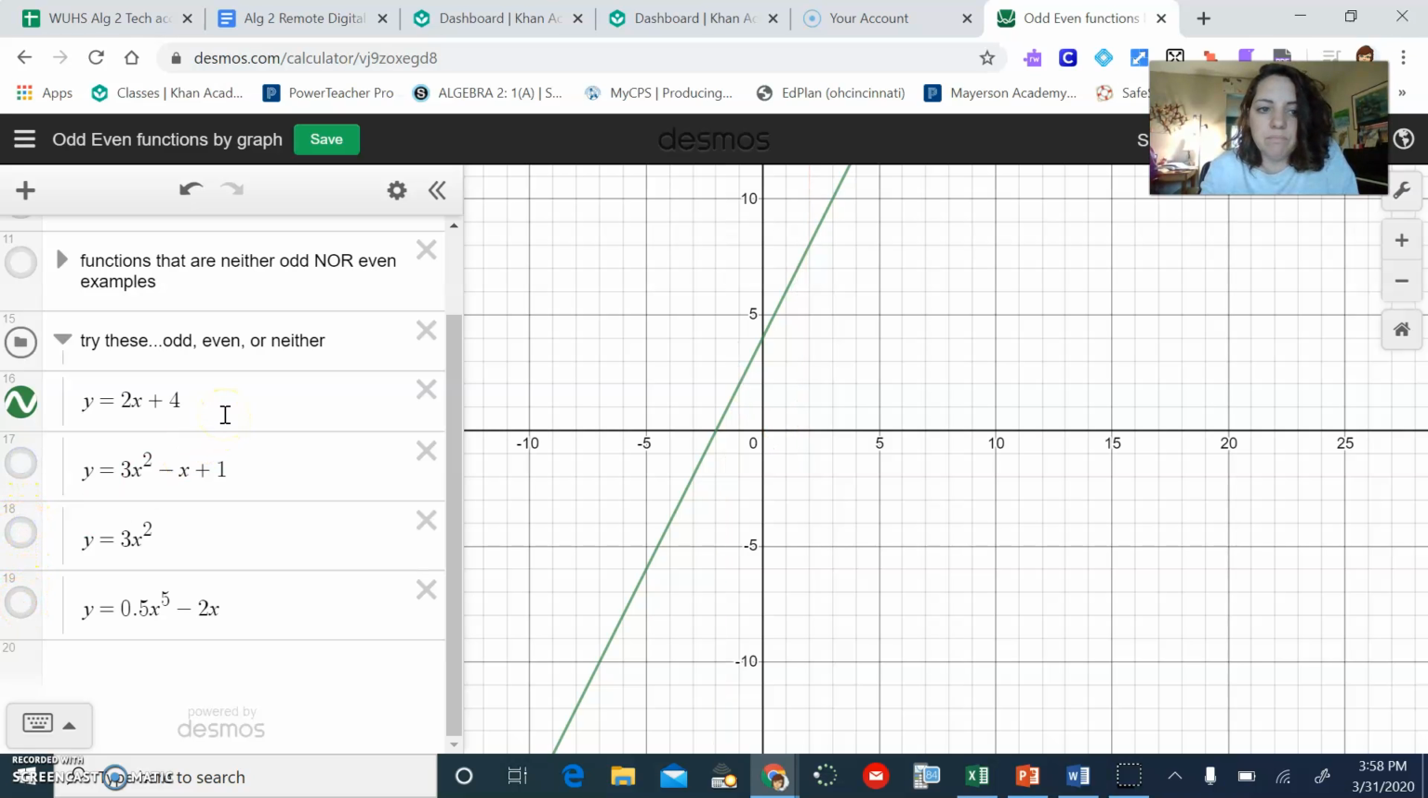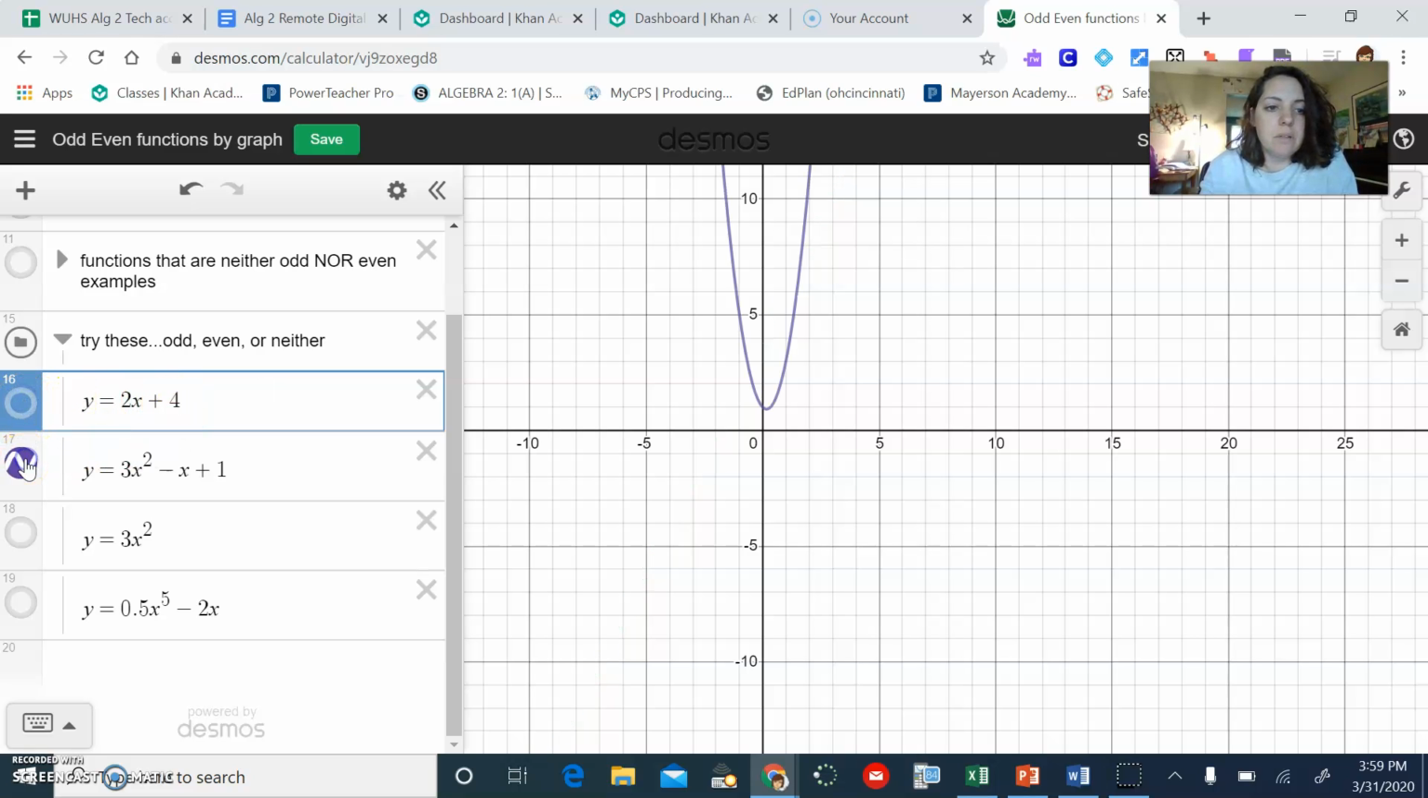All right, so what do you think? Is this function symmetric about the y-axis? Is it symmetric about the origin, or neither? Yeah, it's neither. That is true. It's a neither. All right, let's look at this one.